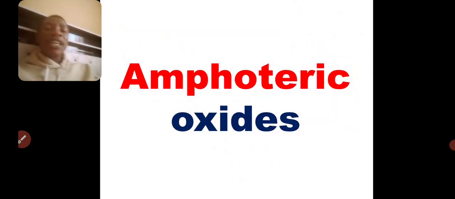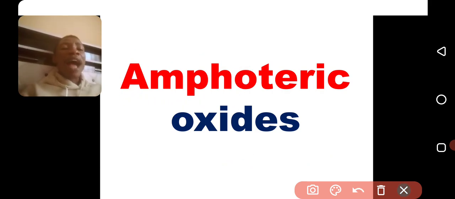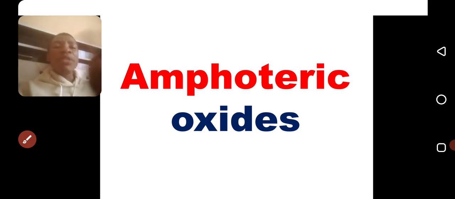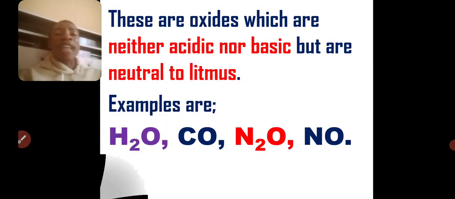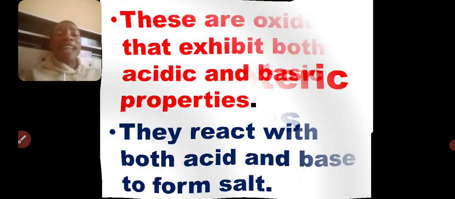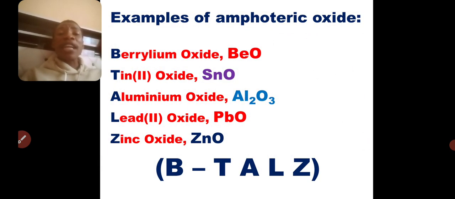So let's see amphoteric oxide. The word amphoteric is coined from the word amphibian. Amphi means two things. They are able to behave as two things, like the word amphibian, able to live on land and on water. Amphoteric oxide can be an acidic oxide and can also behave as a basic oxide. So they are oxides that exhibit both acidic and basic properties. They react with both acid and base to form salts.